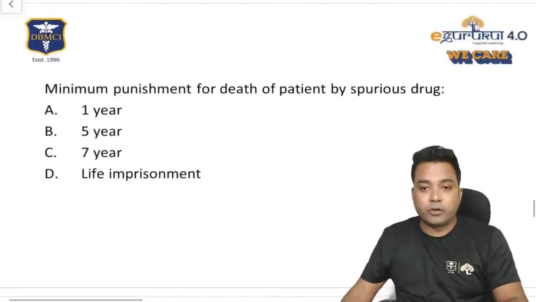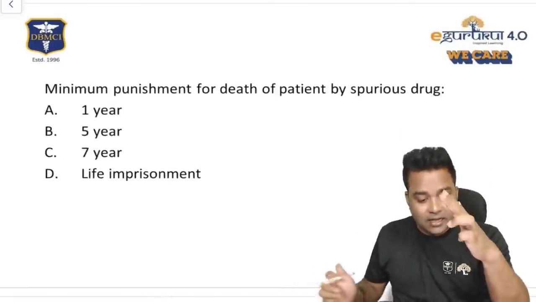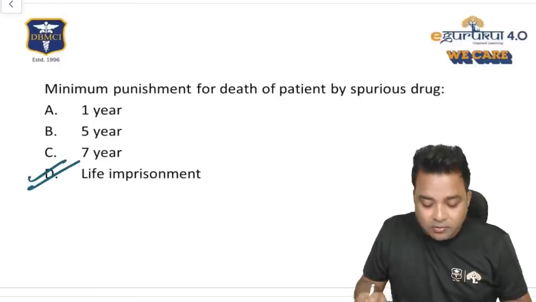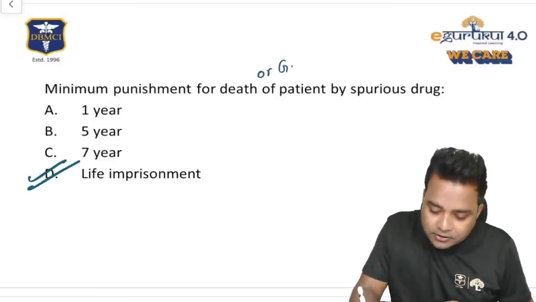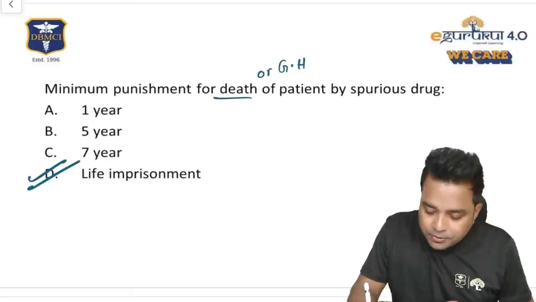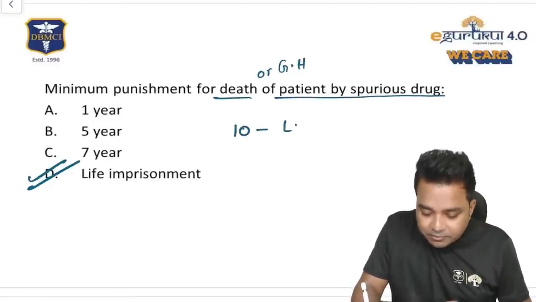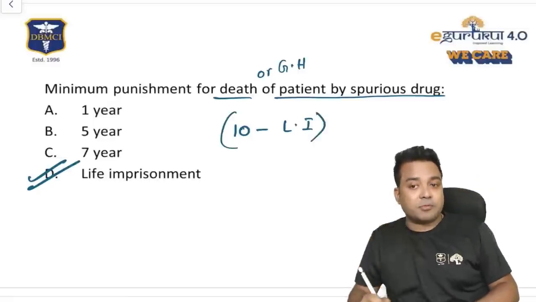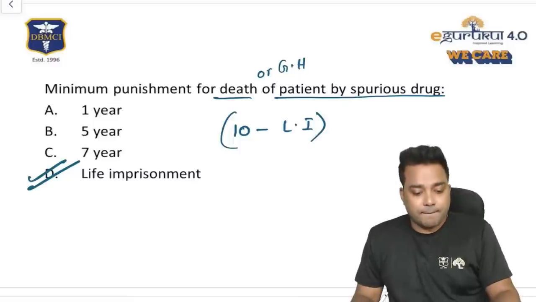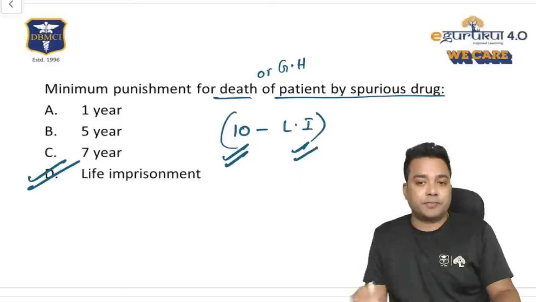Next, the answer: minimum punishment for death of the patient by spurious drugs. Minimum punishment. Here the answer goes with life imprisonment. Always remember, what is the minimum punishment for death or grievous hurt caused to the patient by spurious drug? Answer is minimum is 10, maximum is life imprisonment. Here, since 10 was not an option, the answer is life imprisonment. Okay? So minimum is 10 years, maximum is life imprisonment.